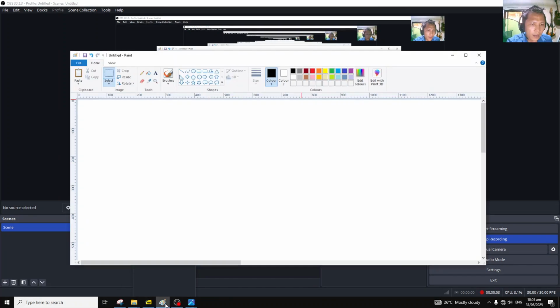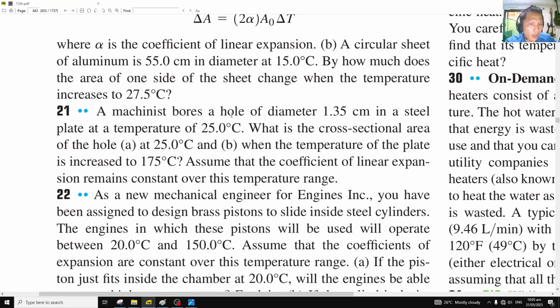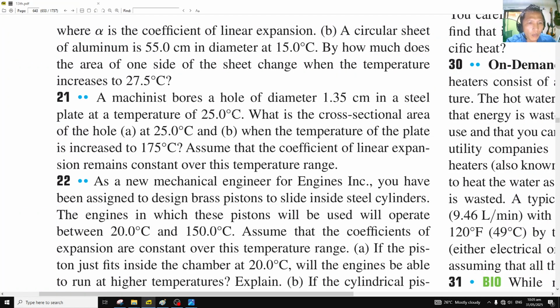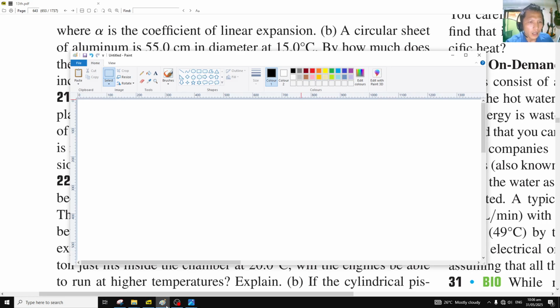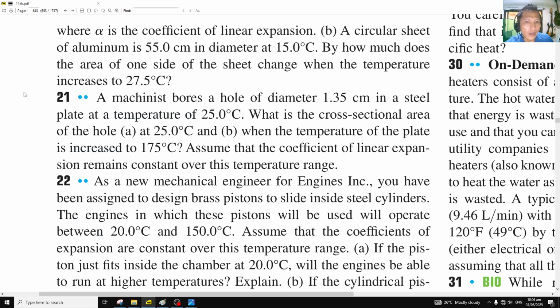Okay. So you have problem 21. A machinist bores a hole of diameter 1.35 centimeter in a steel plate at a temperature of 25. So we have a 1.35 diameter. Maybe we can draw this one. So that is 1.35, so the diameter is 1.35 centimeter. So I drilled a hole.